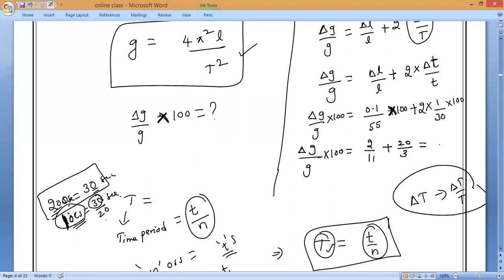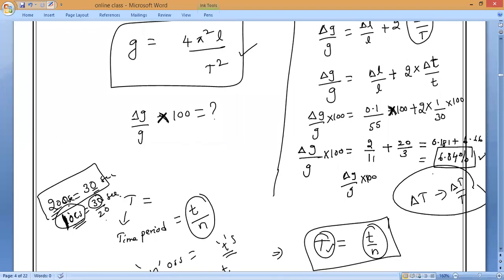Is it right? Yes or no? Then 2 by 11 means 0.181 plus 20 by 3 means 6.66. So if you add both, you will get 6.84 percentage. So 6.84 is a what? Percentage error in what? Z, approximately.